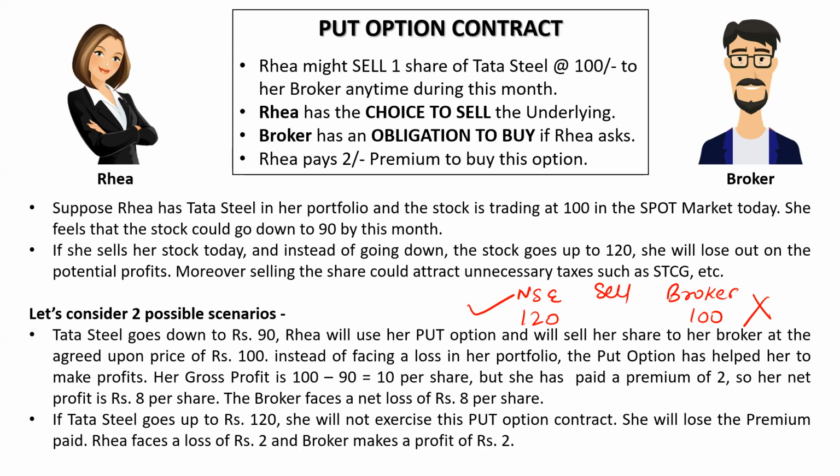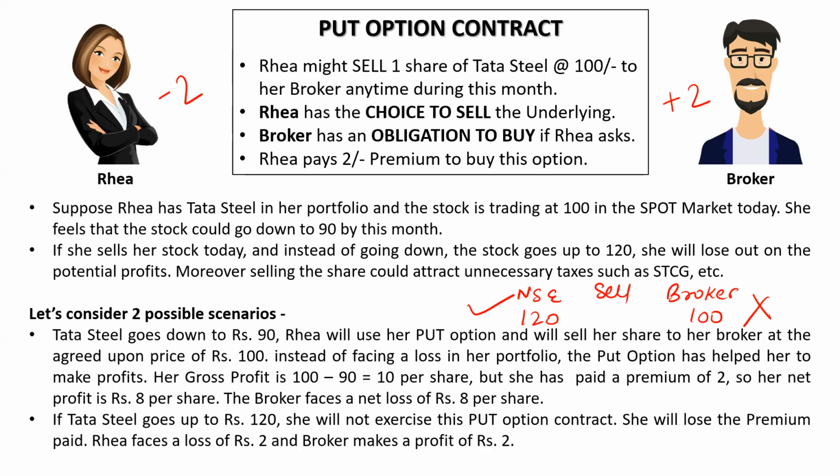If she is not using the contract, then she is going to lose the premium. So she is going to lose 2 premium, and this particular person, the broker, he is going to gain a profit of 2 rupees from this particular contract. So I will repeat, whether she is going to sell it in the NSE or not doesn't matter. We are calculating the profit and loss from the contract. So because she is not exercising the contract, she is going to lose the premium that she has paid.